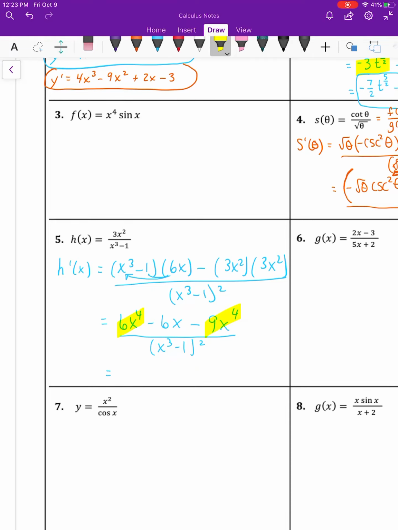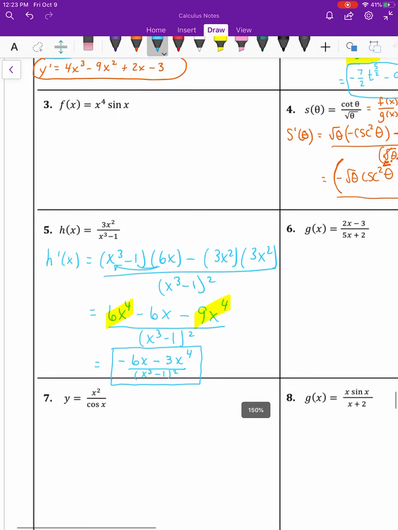You do have like terms here, so we'll combine those. Negative 6x minus 3x to the 4th over x to the 3rd minus 1, squared. And that would be your derivative. So this one was much easier.